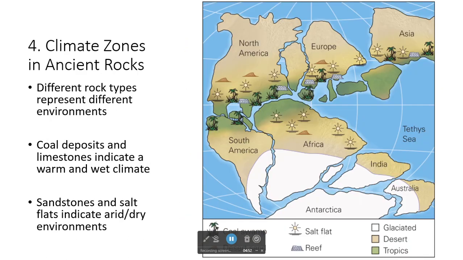Finally, the climate zones in ancient rocks also seem to match up. Different rock types represent different environments. When you see coal deposits and limestones, those tend to indicate a warm and wet climate, whereas when you see sandstones and salt flats or salt deposits, this typically indicates a drier or more arid environment. You can reconstruct where the paleoequator was by looking at the distribution of warm and wet species to warm and dry species.